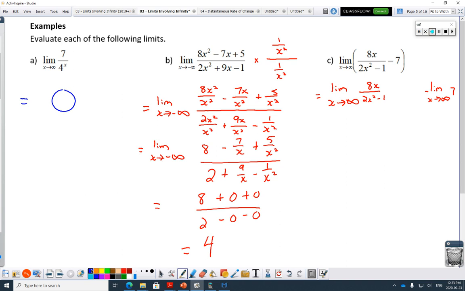Josiah. Multiply by 1 over x squared, and I think he knows what he's talking about. I'm just going to add a couple of words. Multiply top and bottom by 1 over x squared.